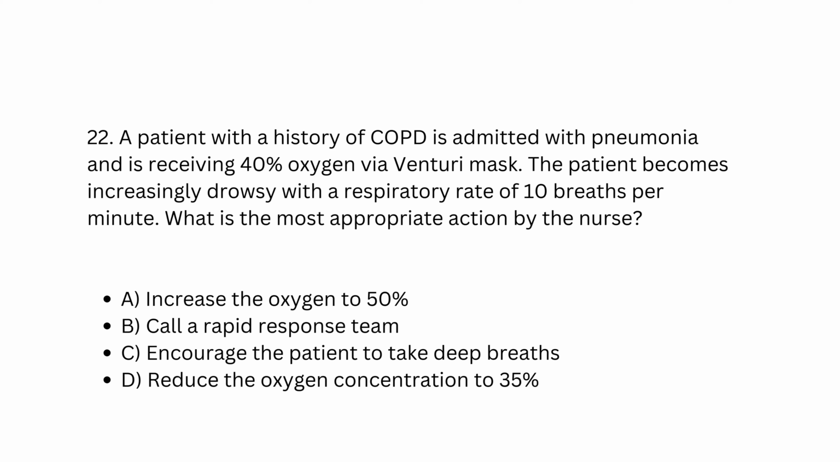22. A patient with a history of COPD is admitted with pneumonia and is receiving 40% oxygen via Venturi mask. The patient becomes increasingly drowsy with a respiratory rate of 10 breaths per minute. What is the most appropriate action by the nurse? A. Increase the oxygen to 50%. B. Call a rapid response team. C. Encourage the patient to take deep breaths. D. Reduce the oxygen concentration to 35%.